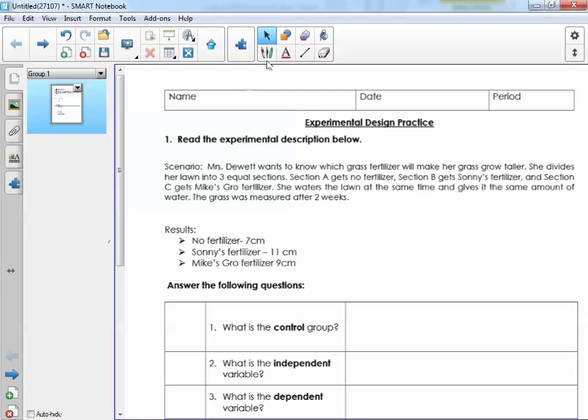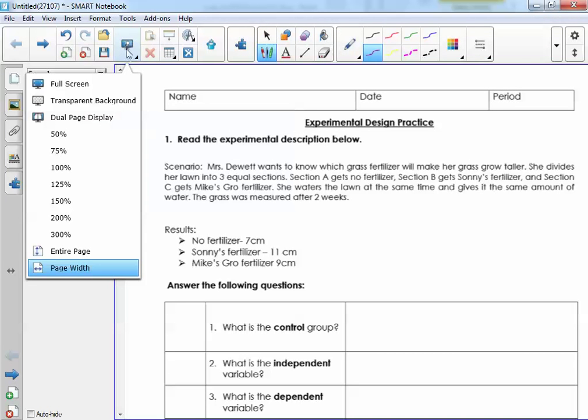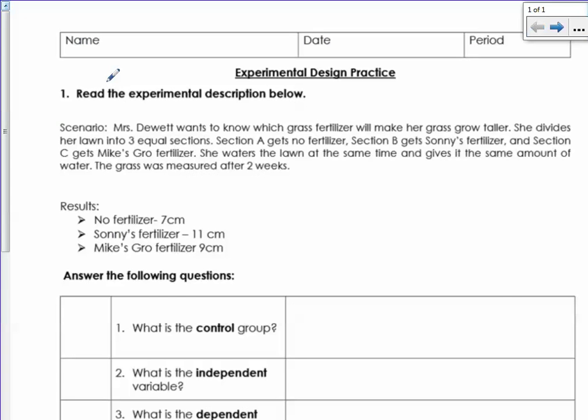Oh, let me hit the pen. I like purple. All right, so this is going to be no fertilizer.